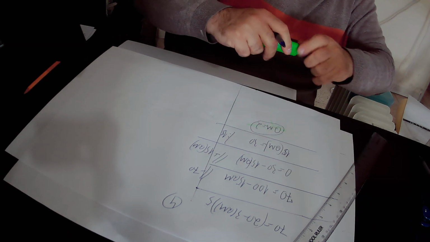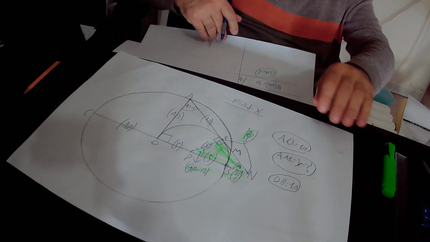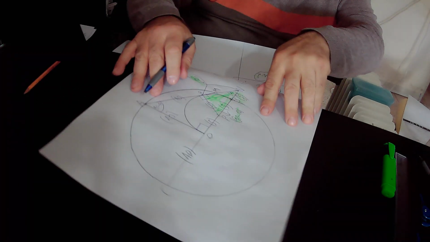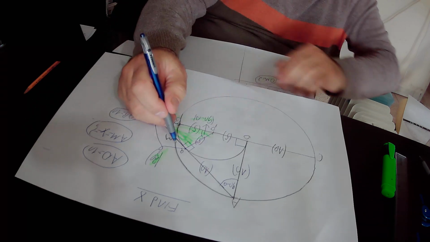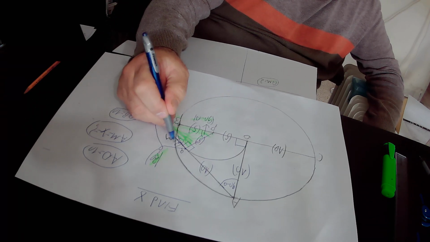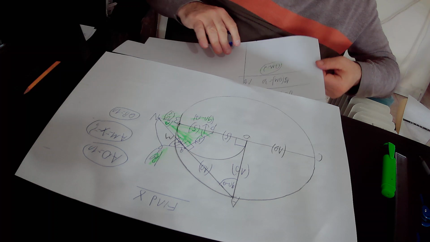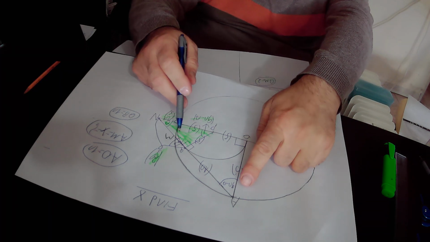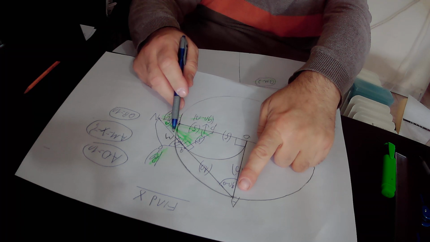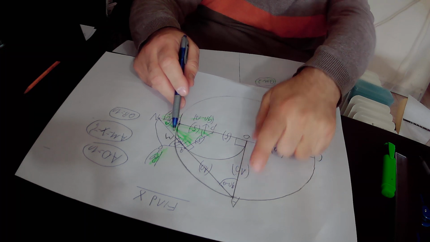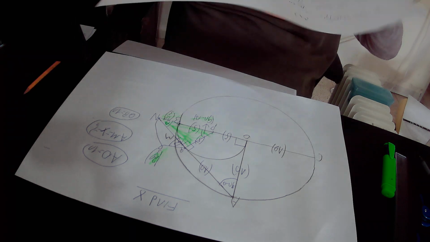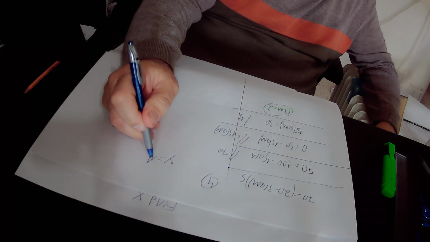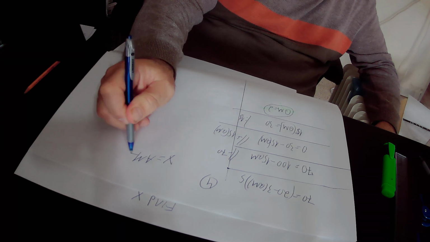Our mission is to find out the length of this line segment AM, that is equal to x according to what is given as the question. So we have to find out the length of line segment AM, that is equal to x.